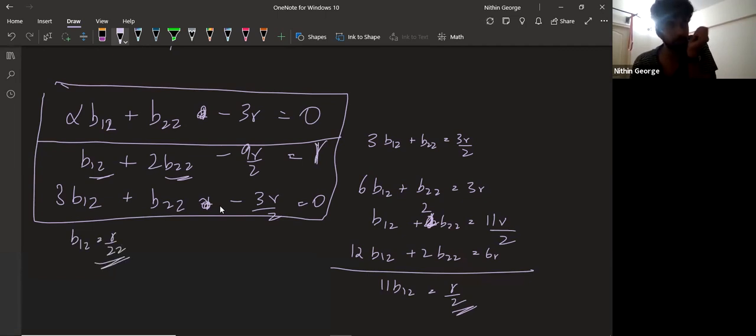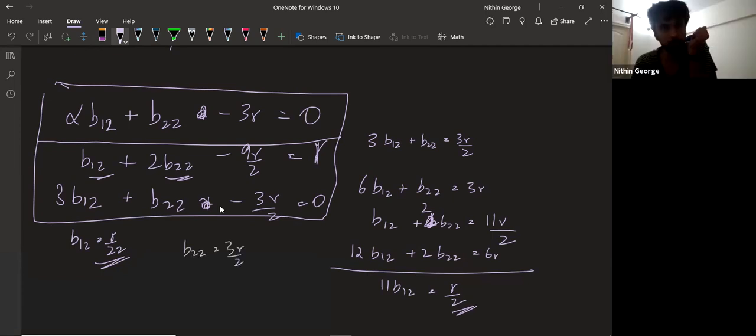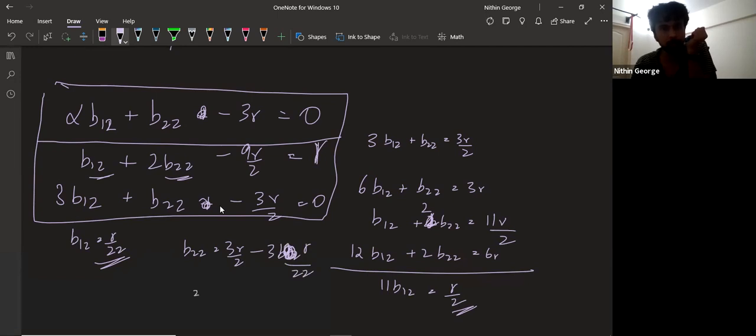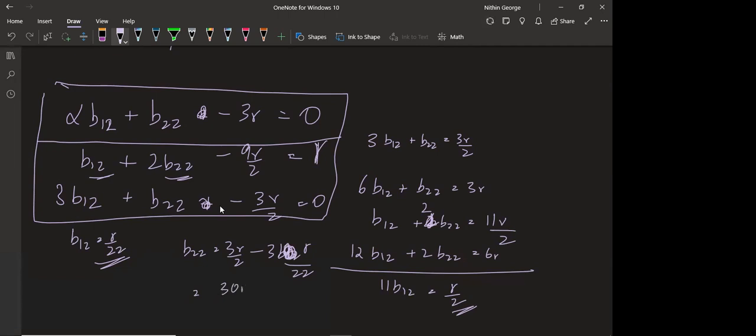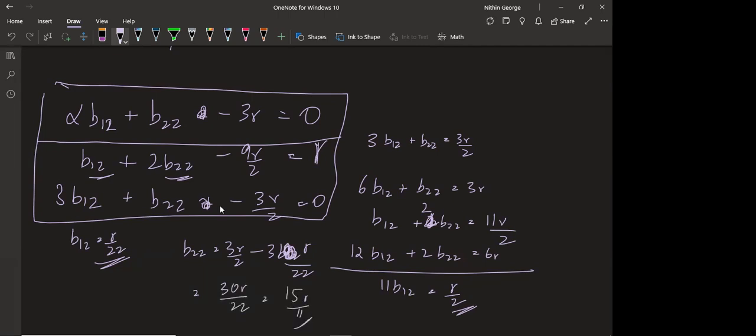So put this here to get B22. B22 is 3R by 2 minus 3 B12, so it becomes 3R by 2 minus 3 times R by 22. This becomes 33, and 33 minus 3 is 30 R by 22, which is 15R by 11.